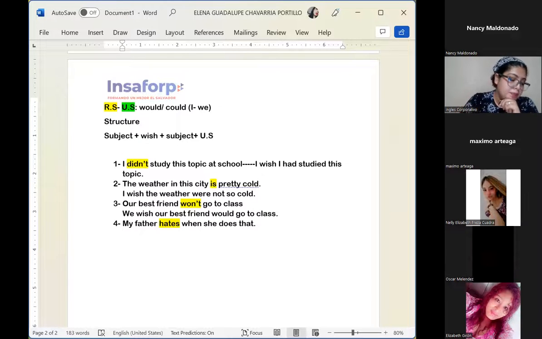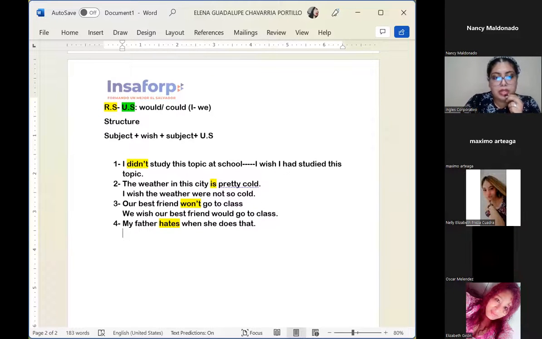But for this one, let's see. We're going to do it like a suggestion. Lo vamos a hacer como una sugerencia. Para eso vamos a utilizar la estructura del futuro. Because maybe she's complaining about a situation or an action that she is doing. Así que como lo vemos como una queja, directamente pasaríamos a una estructura en futuro.